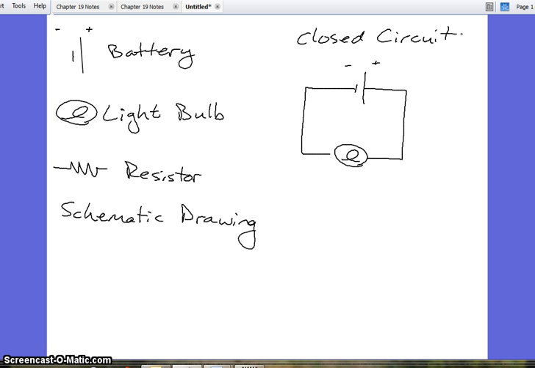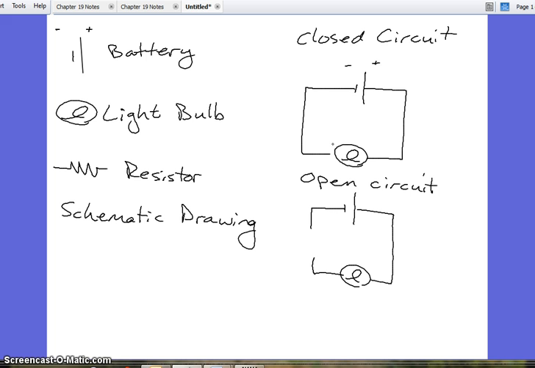If we have a break in the wire, we have a gap in the wire, then the object will not light up. In this case, the light bulb will not light up because both ends do not touch the battery. So although the right-hand side touches the battery, the left-hand side does not. And we call this an open circuit. So when your lights are on, it is a closed circuit. When your lights are off, the switch opens the circuit, the switch creates a gap, and that's why they do not stay lit.